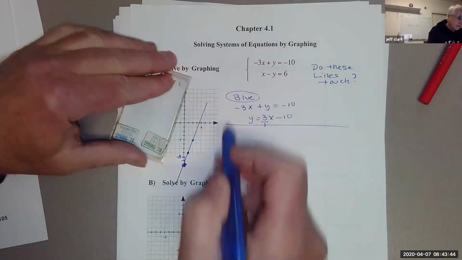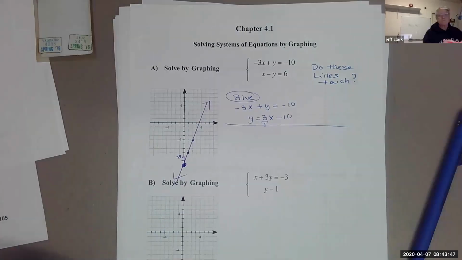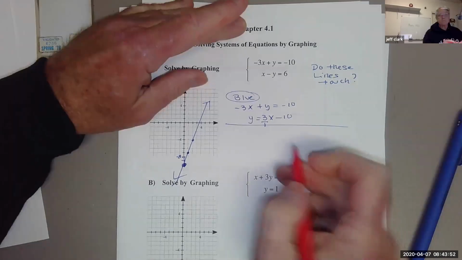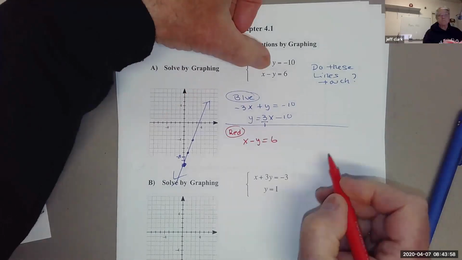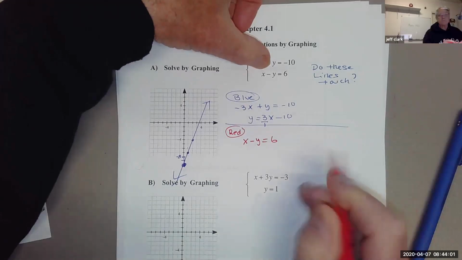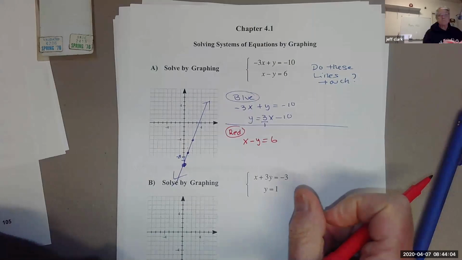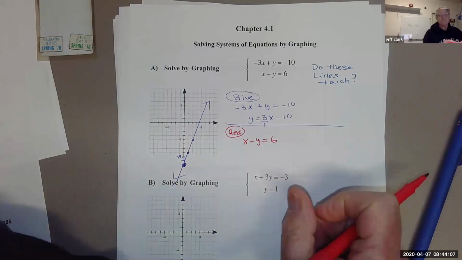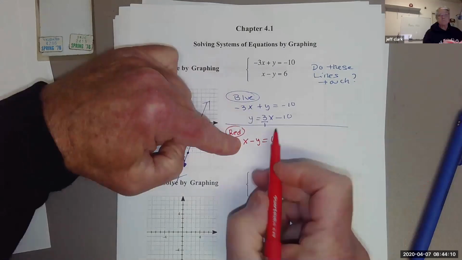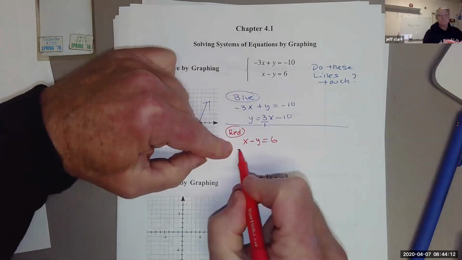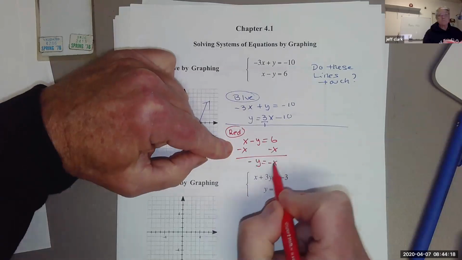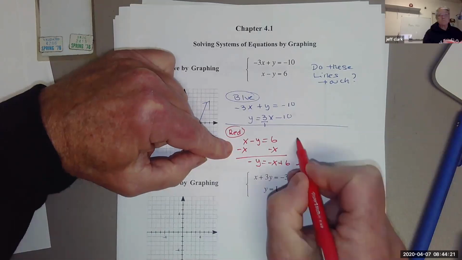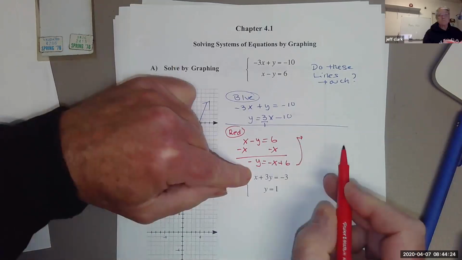Now in red, we'll do the other one, which is x subtract y is equal to 6. So again, we're going to solve for y, because to me it's the easiest way of graphing these in slope-intercept form. I'm going to move the x to the right-hand side. So subtract x from both sides. So I'm left with negative y is equal to negative x plus 6. And now I get rid of the negative sign by multiplying everything by negative 1.